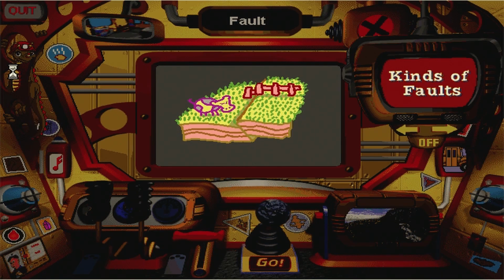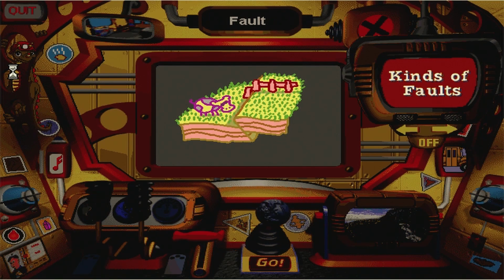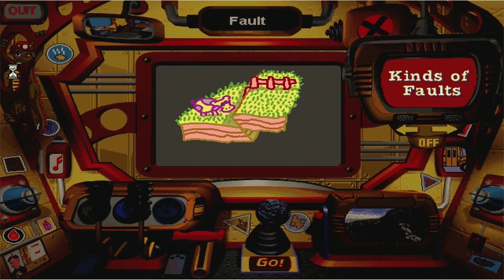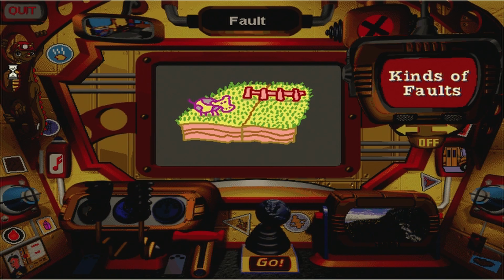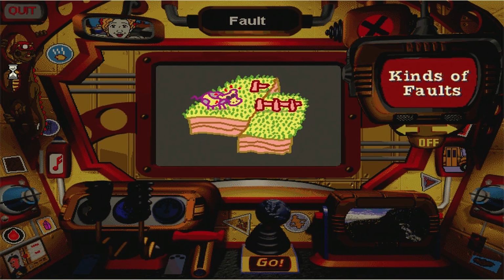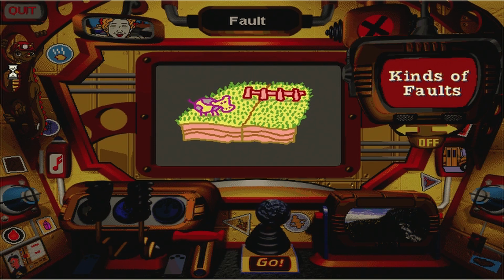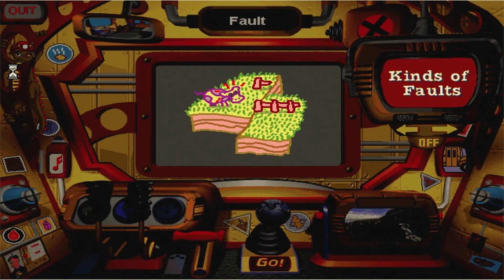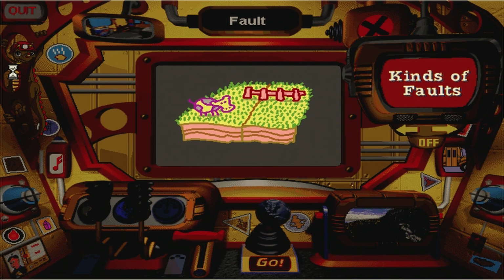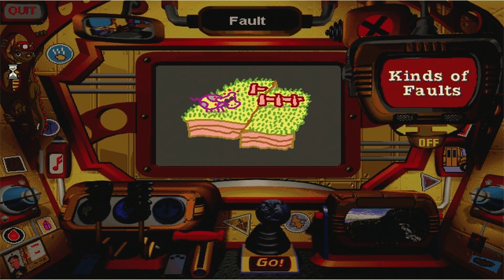A reverse fault has the same up-down movement as a normal fault, but one side is being pushed on top of the other side. The third fault type has a side-by-side movement, where the rocks slip past each other. This is called a strike-slip fault. The San Andreas Fault in California is a famous strike-slip fault.